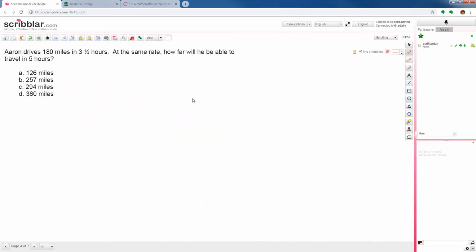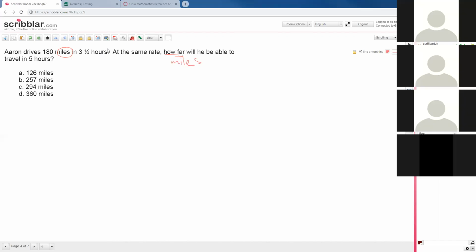Okay, so Aaron drives 180 miles in 3.5 hours. At the same rate, how far will he be able to drive in 5 hours? So again, we're looking for that grouping. They talk about miles. They don't say the word miles, but they say how far, which is in miles, and they talk about hours, both of those. So if there's that grouping of two sets of like things, we set up our proportion.